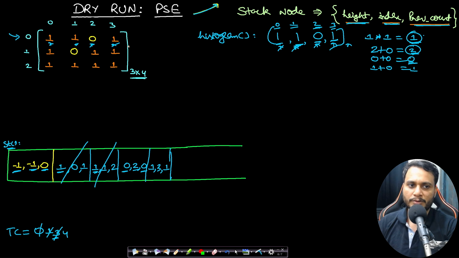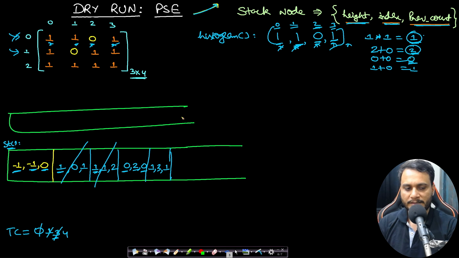We are done with this row, then we will be restarting the same process for the next row. And when we go to the next row, we have to reinitialize the stack. So let's reinitialize the stack with the value -1, -1, 0. So this is the dummy entry. And let's start the process for this one.